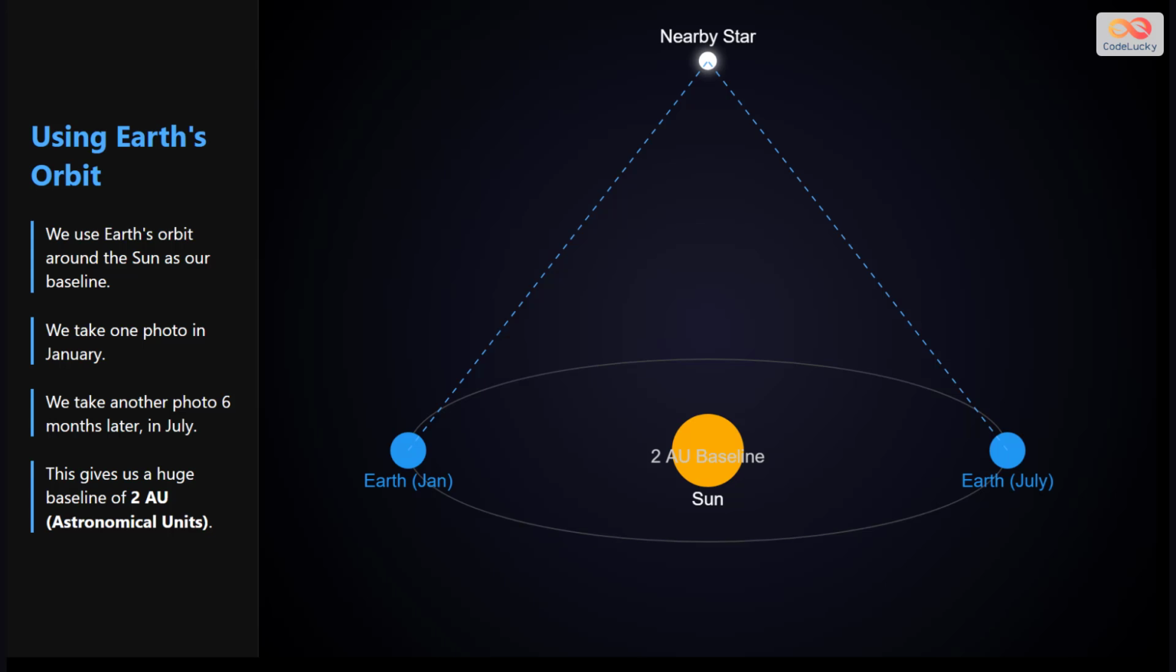Astronomers use this same principle, but on a massive scale. Instead of the distance between your eyes, we use the orbit of the Earth. We take a picture of a nearby star in January. Then, we wait 6 months until July, when Earth is on the opposite side of the Sun. This gives us a massive baseline of 2 astronomical units, or AU.